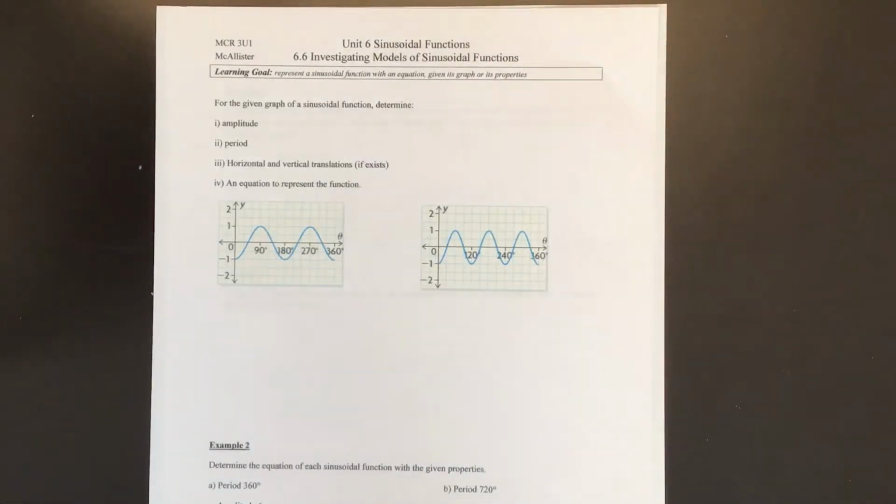So in the last lesson, 6.5, we looked at equations and then constructed our graphs. In this lesson, we're doing the exact opposite. We have our graphs, and from those, we're going to construct our equations. So to start off this note, I have two graphs here, and we're going to look at the amplitude, period, any phase shifts, and the equation for each graph.